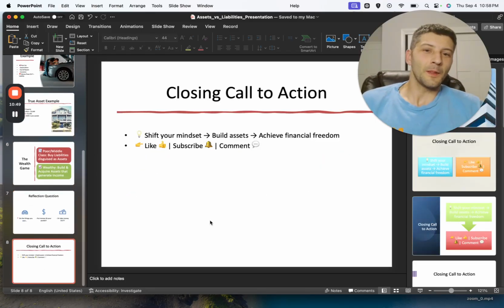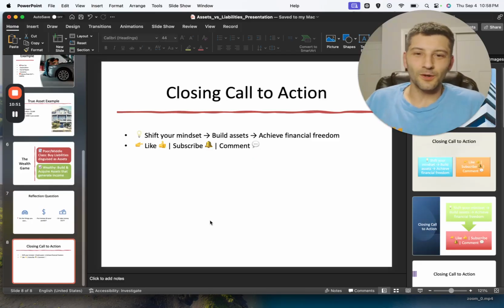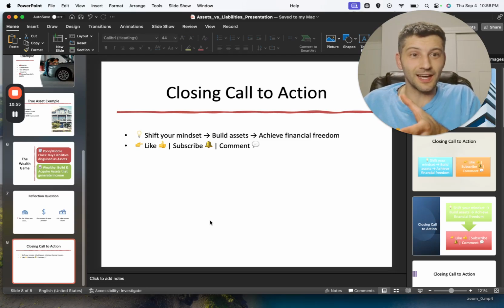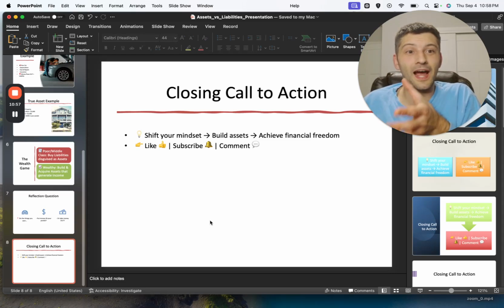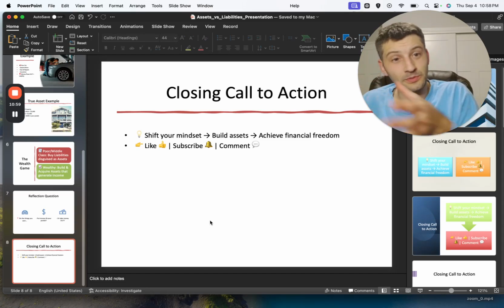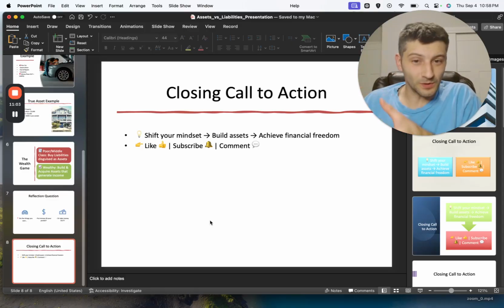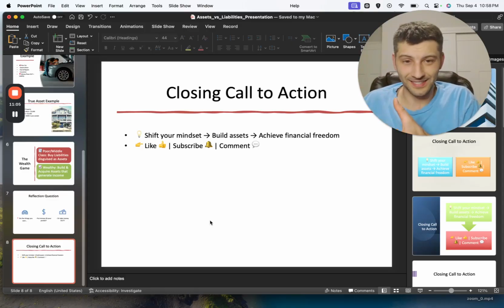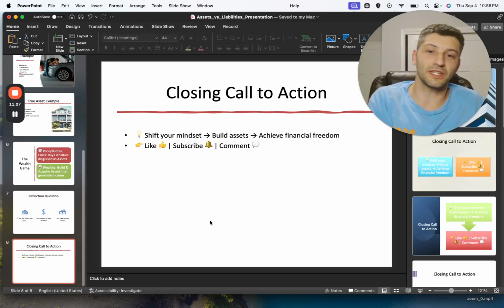So, to close this out, hopefully this changes your perspective a little bit on what the money game is and how people can accumulate wealth over time by building assets, acquiring assets to achieve financial freedom.